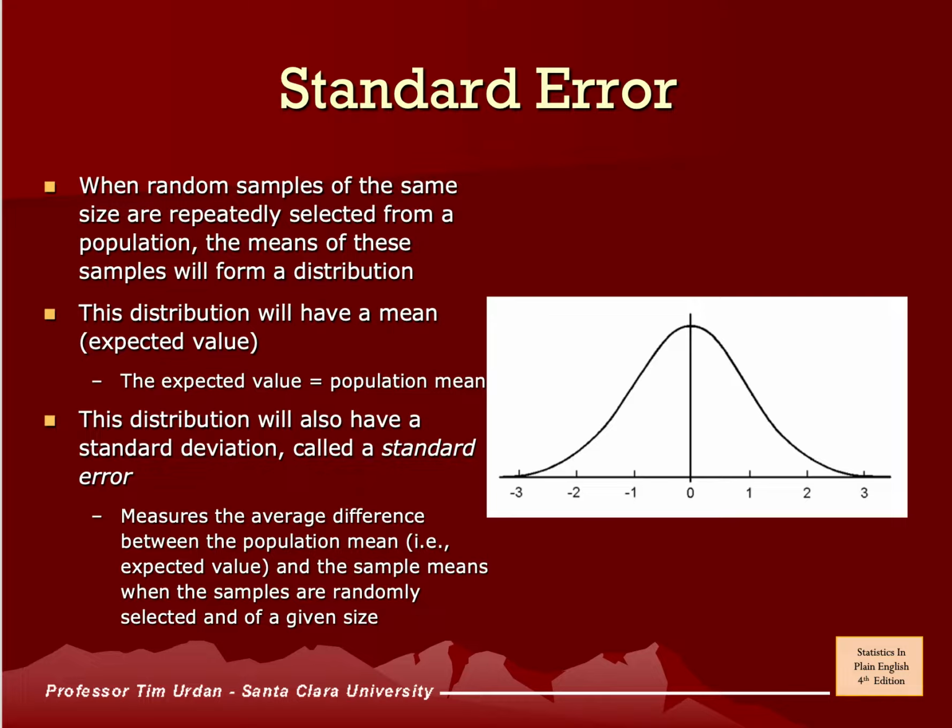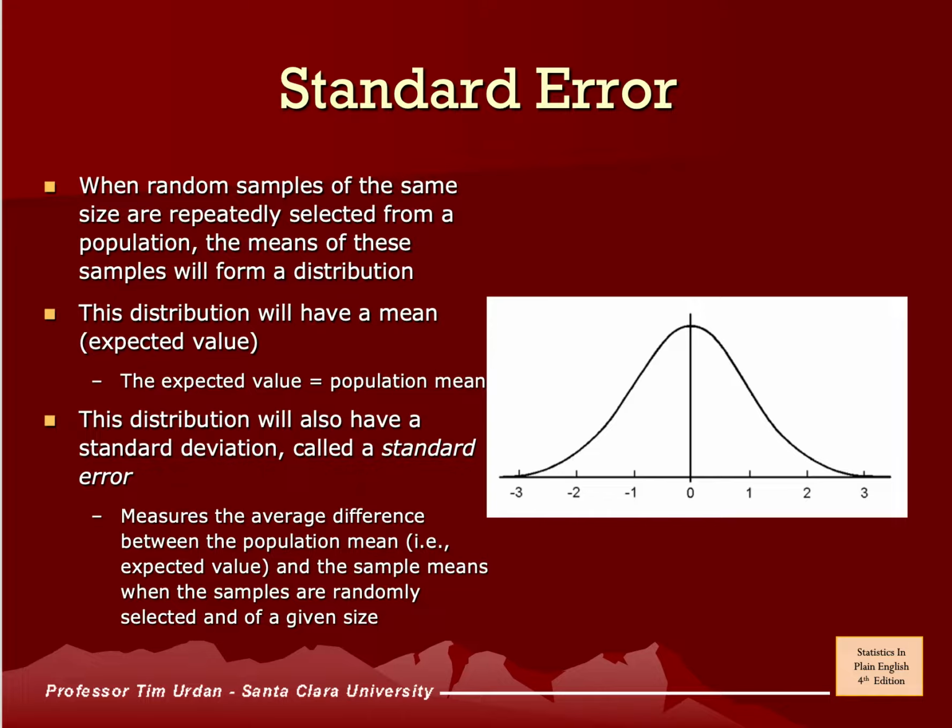So what does this really look like? Standard error is when samples of the same size are repeatedly selected. So let's say I have a population, I pick 5 people, then I pick 5 people. So I'm repeatedly selecting people here. If the means of those samples were used to form a sampling distribution, we would see a normal curve. So the distribution would have a mean, or an expected value, in the center that should match the population mean.